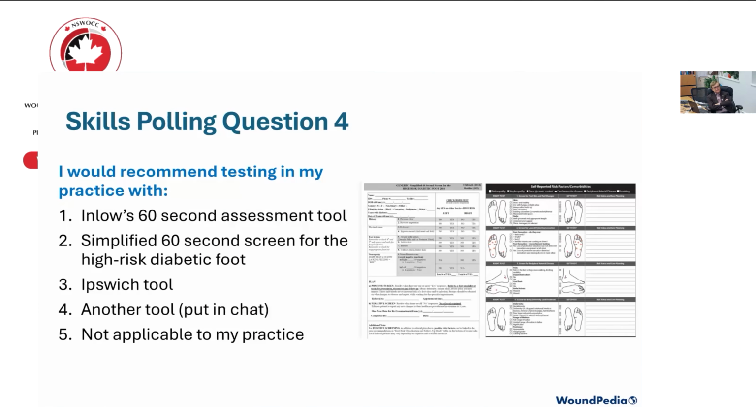And so this is a very simple testing tool, but it only really tests for the neuropathy. I would recommend testing in my practice with the INLO tool, the simplified 60-second, the NSWOCC tool, another tool, maybe you could put that in the chat for us, or not applicable to my practice.